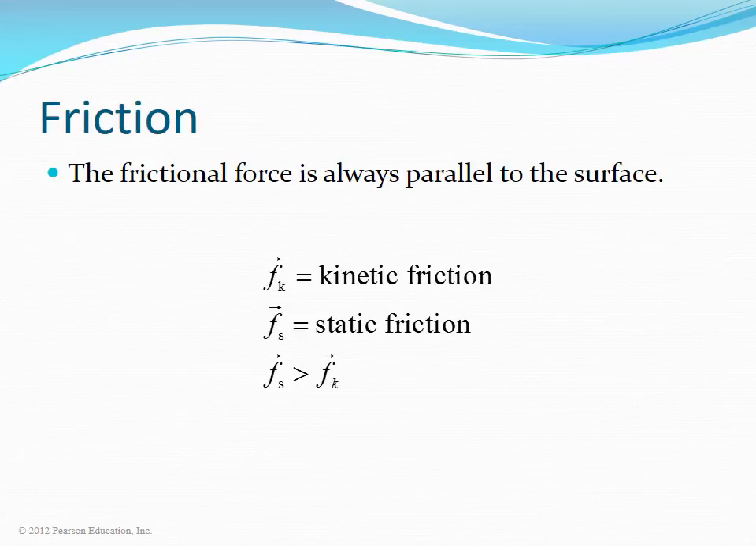Static friction, denoted by F sub s, is the force that keeps an object stuck on a surface and prevents its motion relative to the surface. Static friction points in the direction necessary to prevent motion. Static friction is always greater than kinetic friction. It is easier to keep an object moving than to start an object moving.